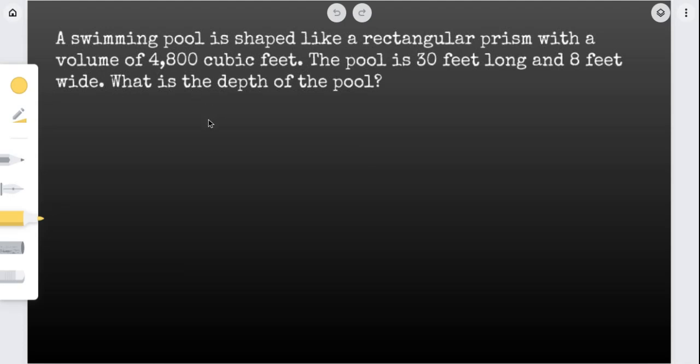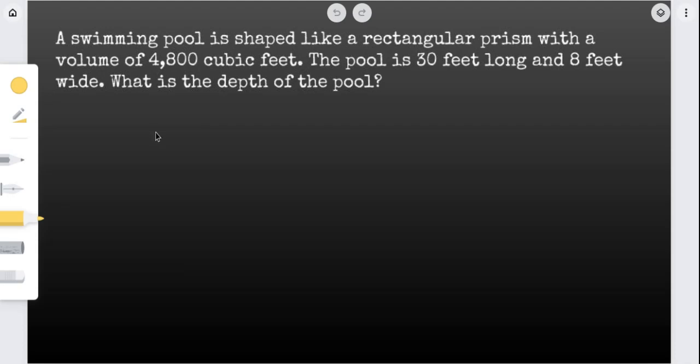Okay, now we should be all looking at the same question about a swimming pool. Let's read it together. A swimming pool is shaped like a rectangular prism with a volume of 4,800 cubic feet. The pool is 30 feet long and 8 feet wide. What is the depth of the pool?